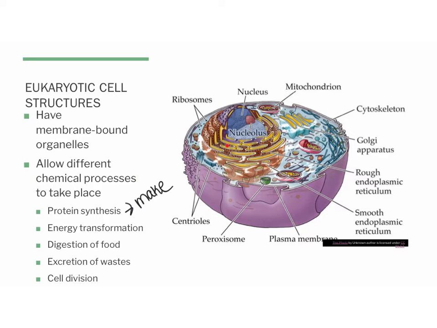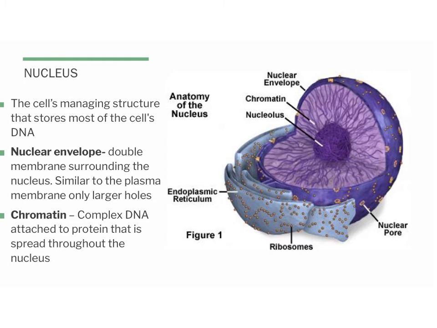Each organelle within the cell has its own unique structure and its own unique function that are all going to contribute to some of these main functions. So now we're going to go through those individual organelles, and we'll go through their structures and their functions. The first organelle we're going to talk about is called the nucleus. The nucleus is the cell's managing structure. Think of it as the brain of the cell. It's what tells everything what to do.